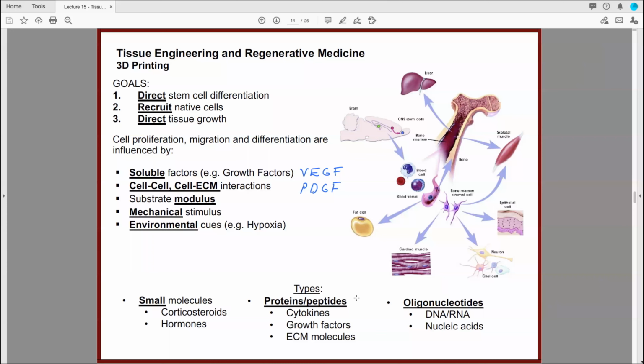And then we can have oligonucleotides too, so the presence of DNA, RNA, and also the smaller substituents of those things. You might have heard of things such as microRNA and silencing RNA, and they're pretty important in some of the other therapeutic uses, and just nucleic acids in general. So all those things can have an influence over the three factors: proliferation, migration, and differentiation.